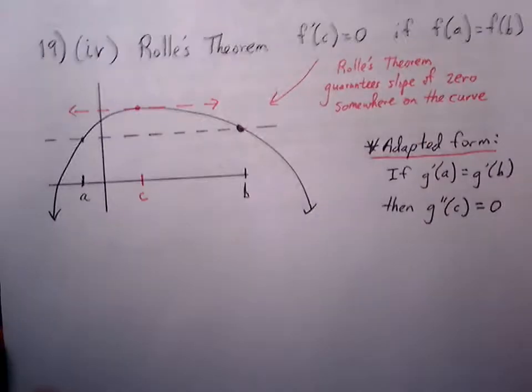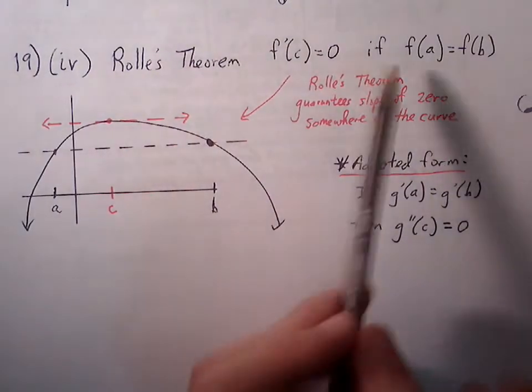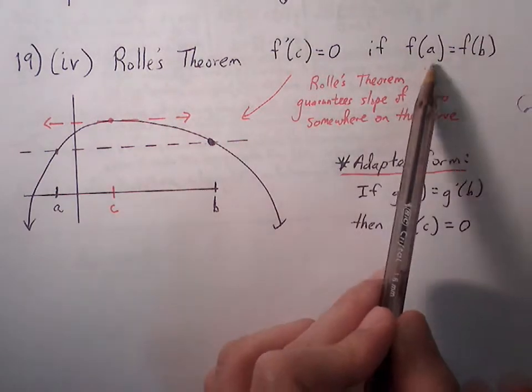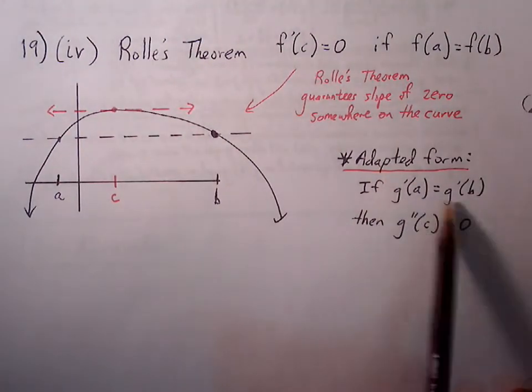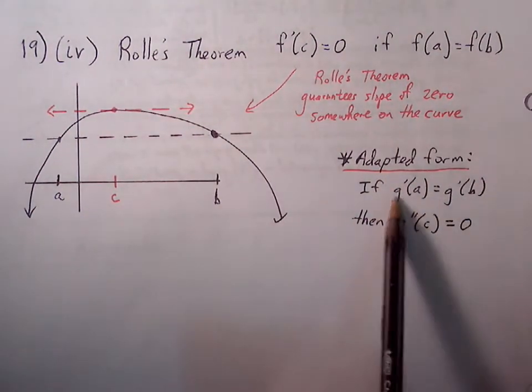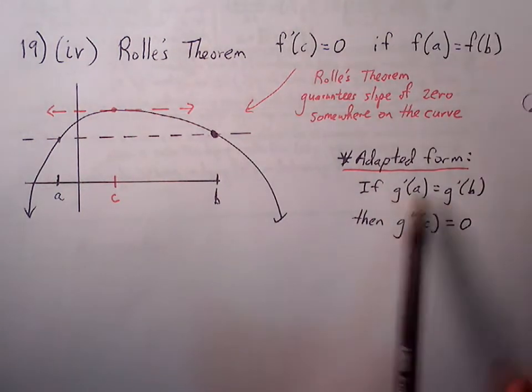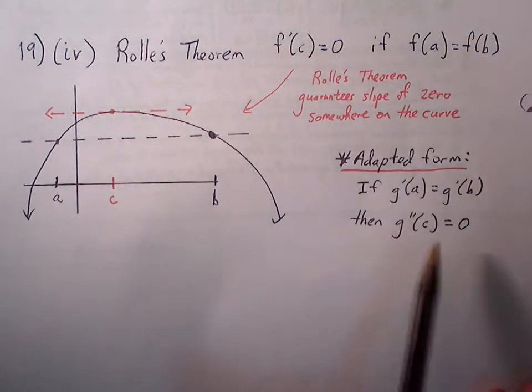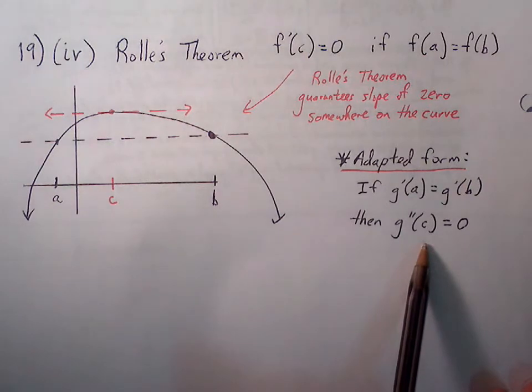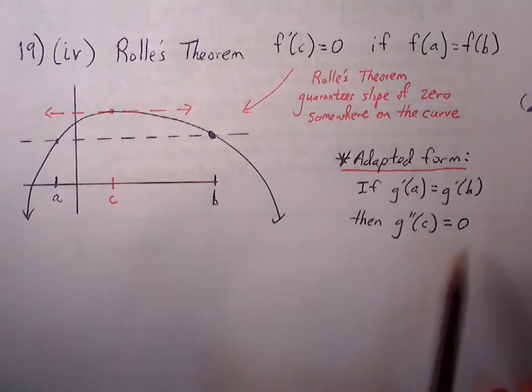Okay, and we can also adapt Rolle's theorem to the second derivative, right? Because this holds from f of x to f prime, we can also start at the derivative level, I used a different variable here, and we can guarantee f double prime or g double prime equals 0.